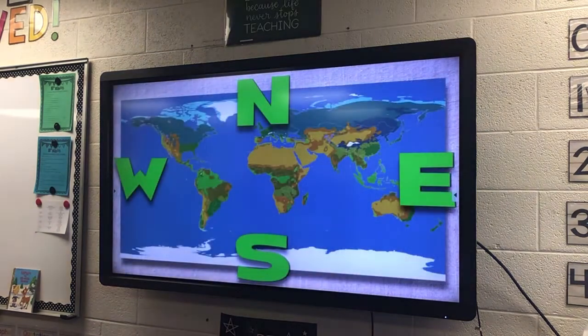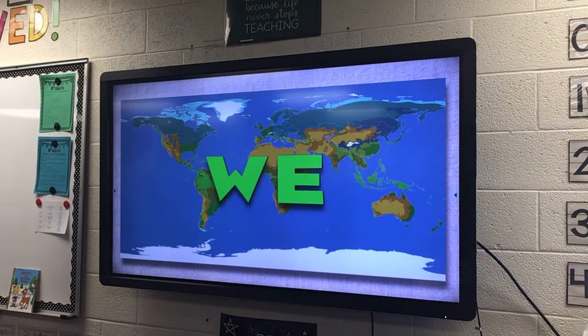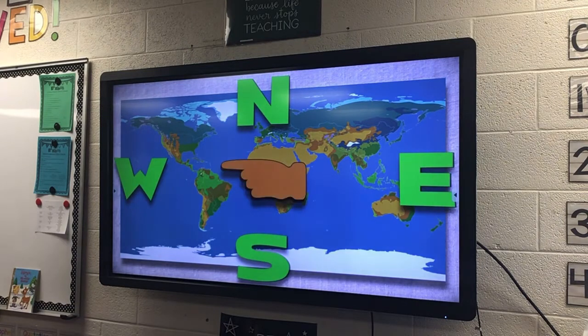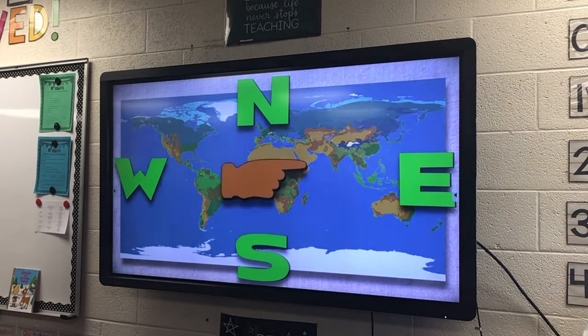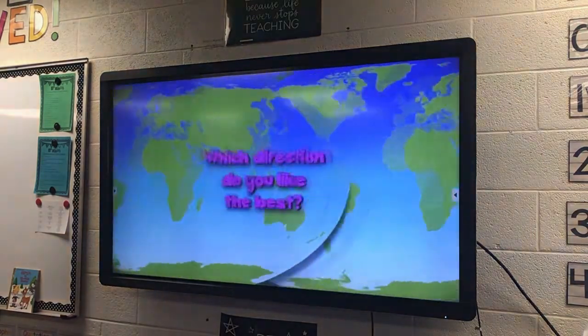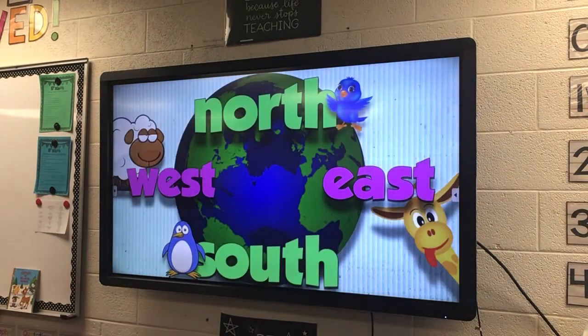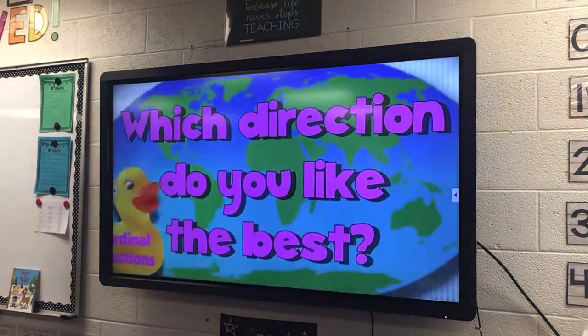Look at a map and try this. Point north, point south, point west, point east. First letters of west and east spell the word wheat. Now try again. Point west, point south, point east, point north, point west. That was bad. Point south. Point south again. Point west, then north, then east. Great job. North, south, east or west? Which direction do you like the best?